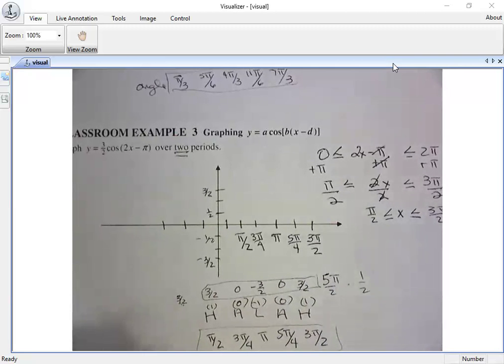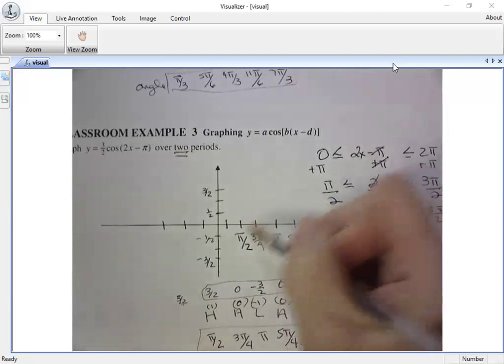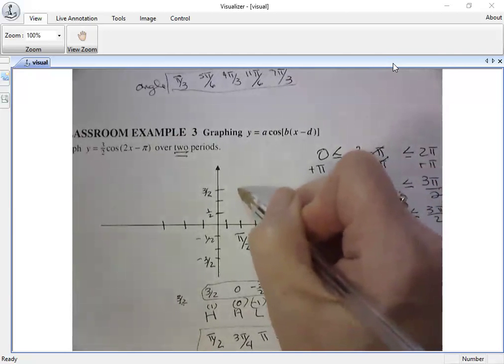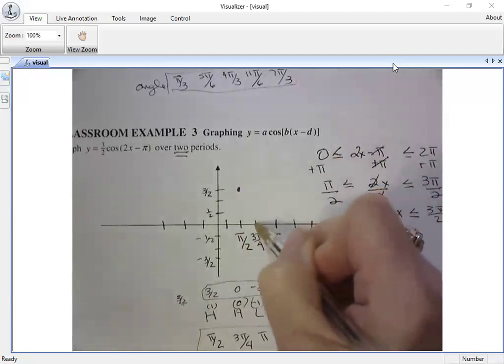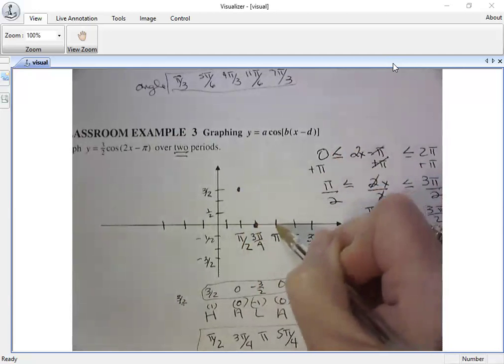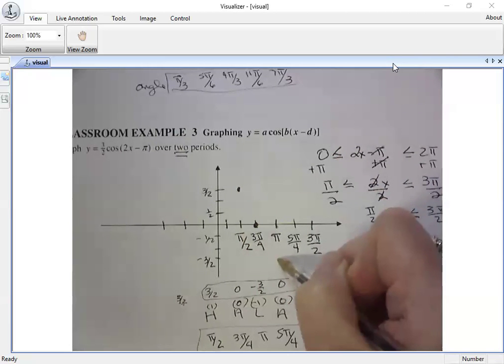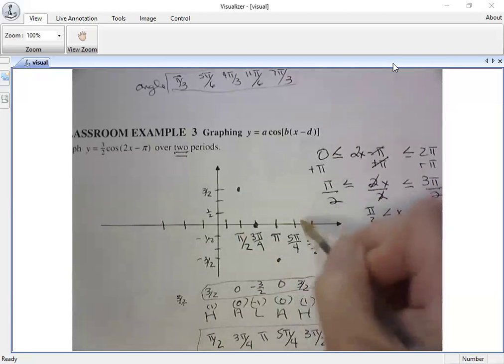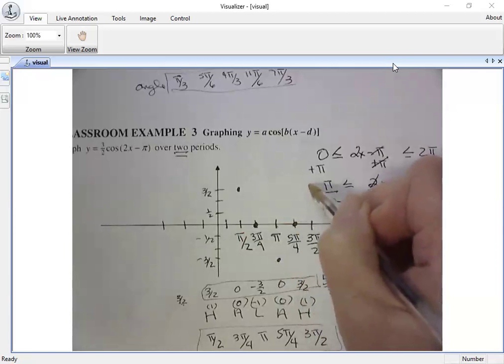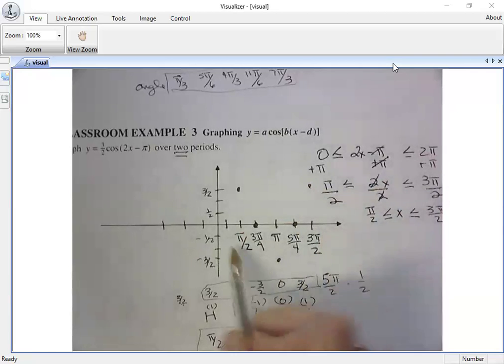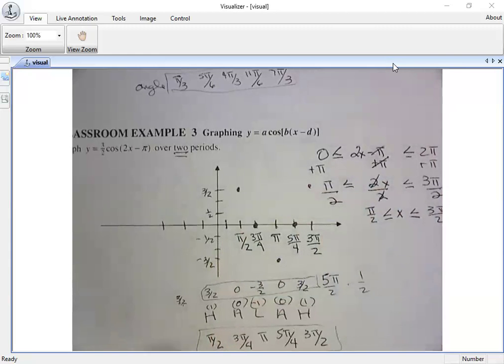And I'll go ahead and put that on to save a little time. So we're going to start here at 3/2 at pi/2. At 3 pi/4, we're at the axis. At pi, we're down at our low point, which is -3/2. Back at the axis, up at the high point. Now, let's see if we can get the rest of this labeled so we can get 2 complete cycles.